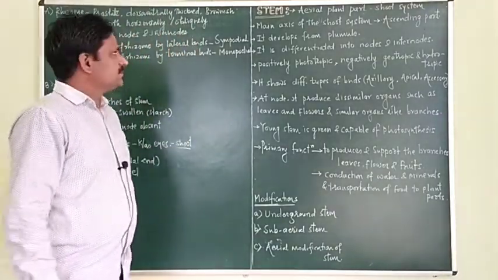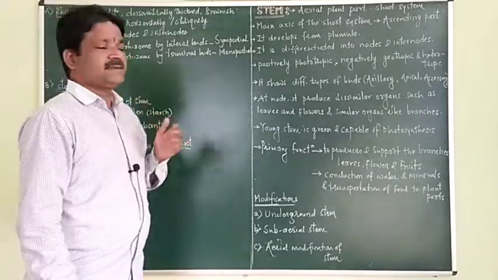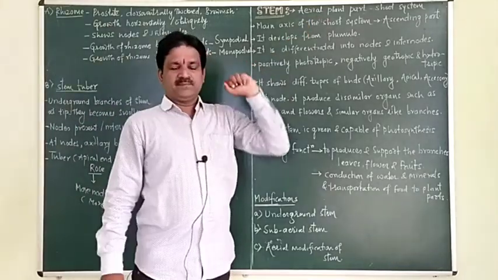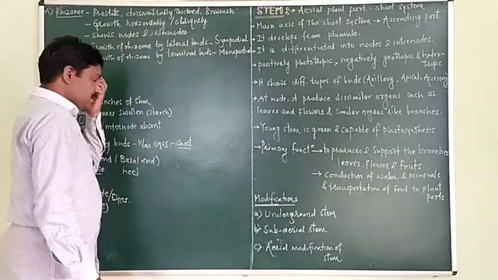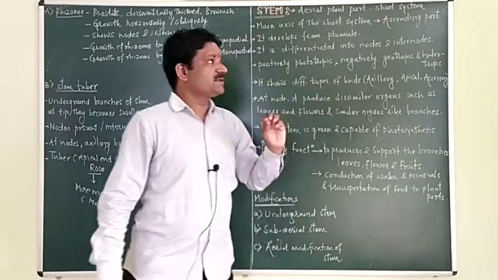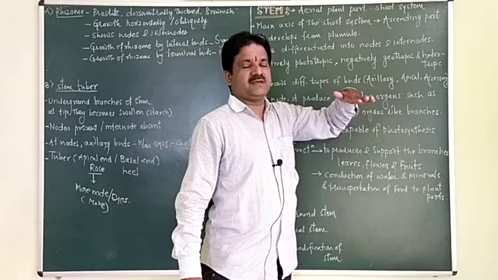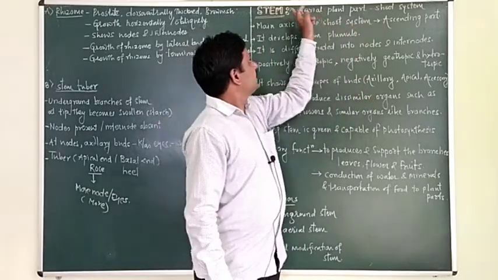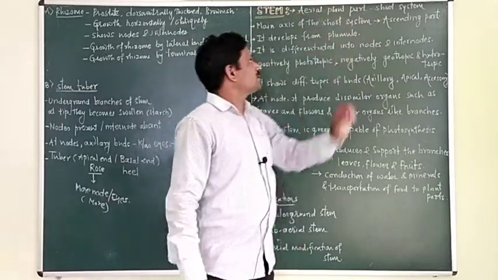Today we will see the information regarding the stem. It is the aerial plant part, and it is the part of the shoot system. Shoot system means it is the aerial system of the plant, the system which is present above the ground level. Stem is the aerial plant part of the shoot system.